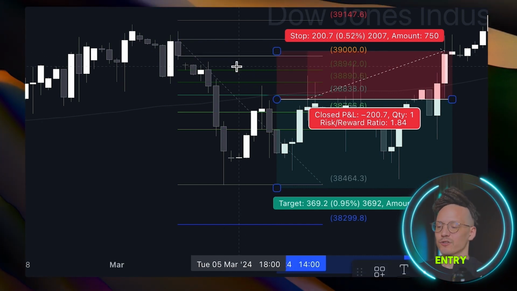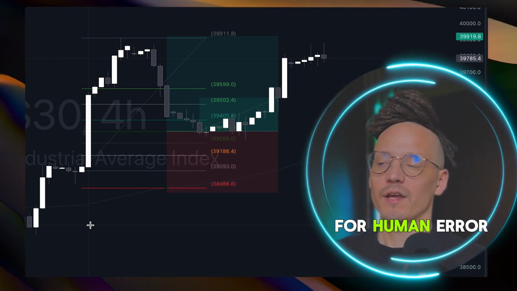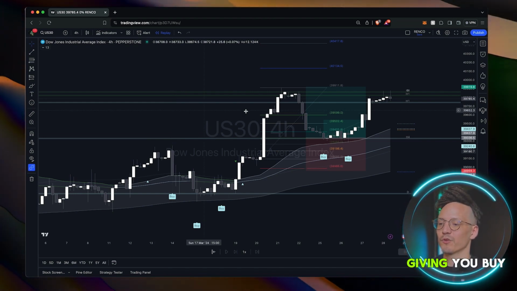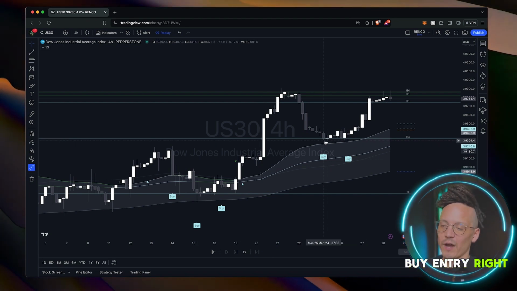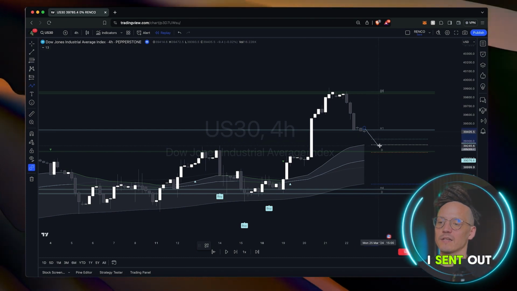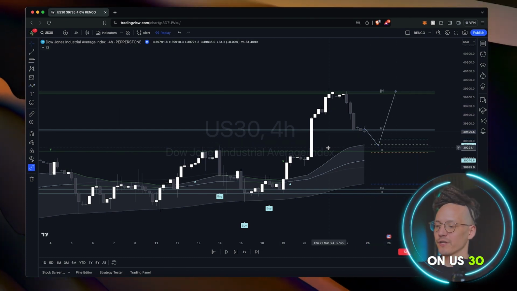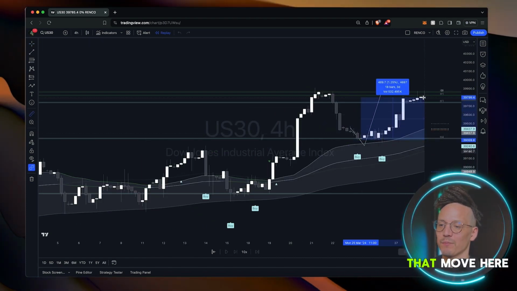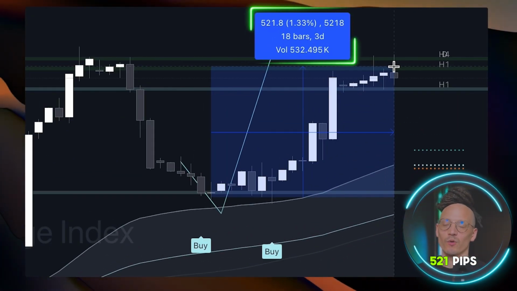Again, another solid entry. So instead of trying to find these levels yourself, opening a window for human error, we have PropFirm Algo, which has encoded this within their algorithm, giving you buy and sell signals. So that's why there was a buy entry right here, which I again sent out inside of the Forex chat. And again is the reason why I sent out the trade idea for everyone to look out for to enter long on US30, which you can see played out exactly to the T. And just from that move here, we're looking at 5,000 points or 521 pips.